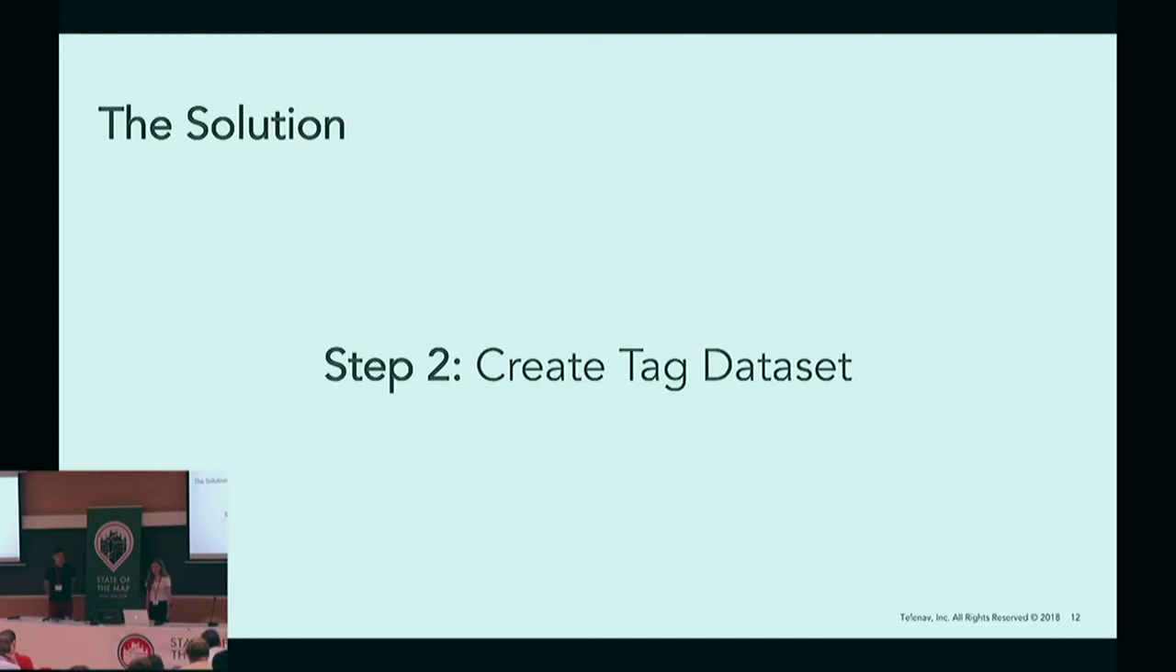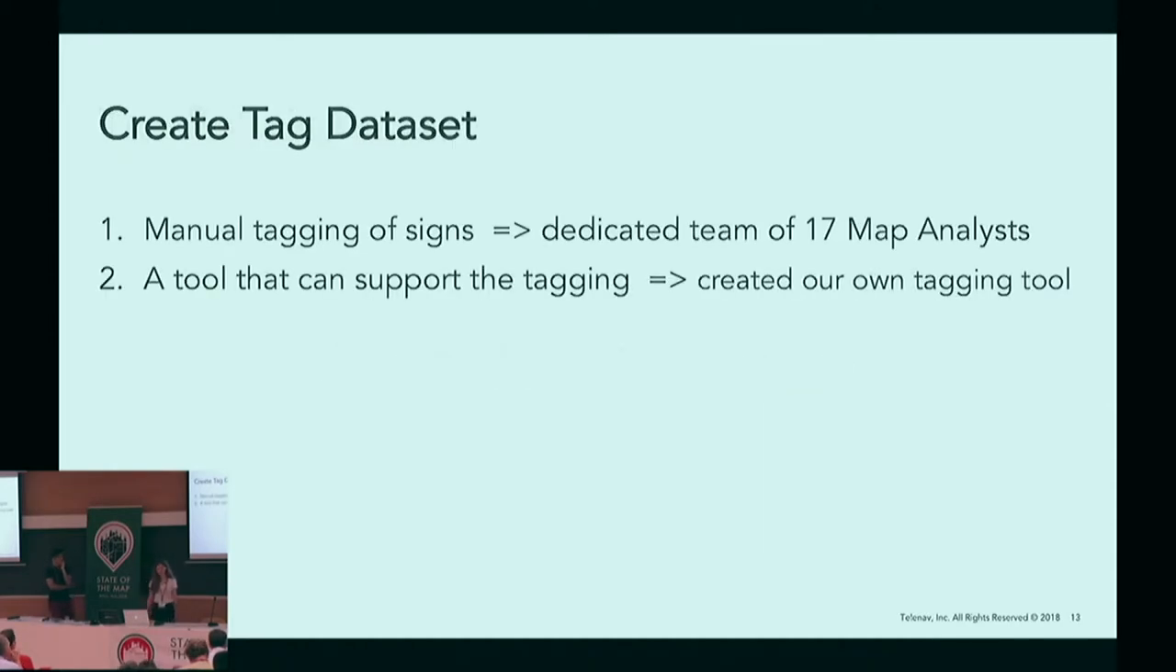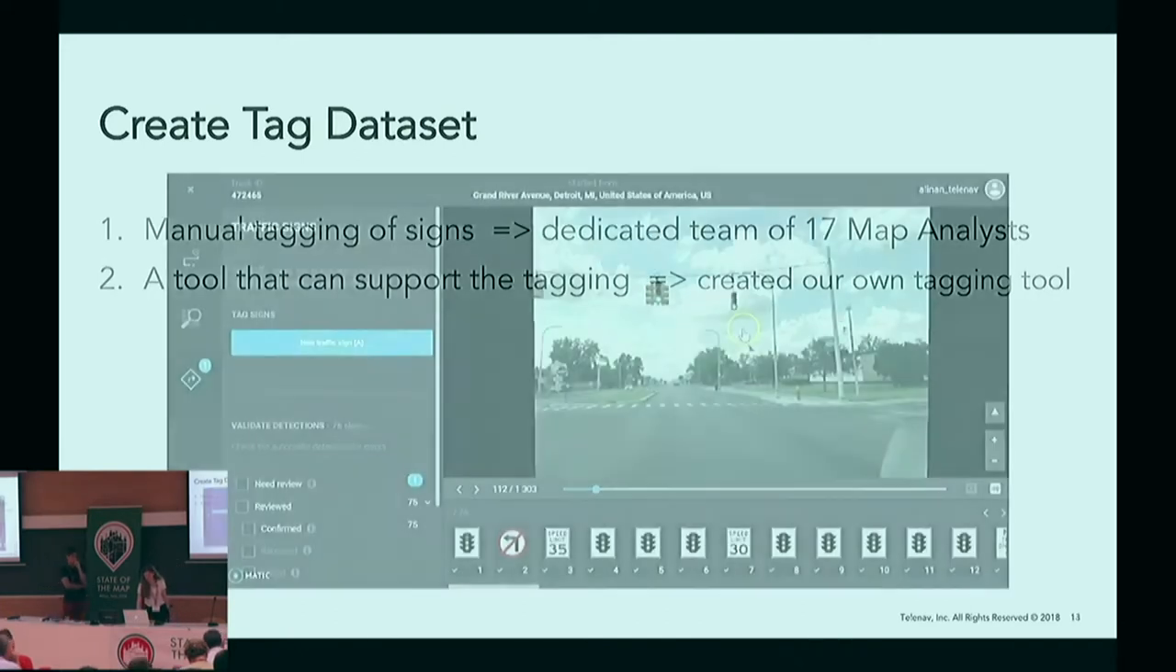The next step was to create the tag data set. What this means is if you have an image, you want in that image all the signs that you consider of interest to be tagged. For example, one-ways, turn restrictions, signposts. To do this, a lot of manual work needed to be done. This was done by my team using a tool that we have developed to support the tagging. And let's see how this tool looks.